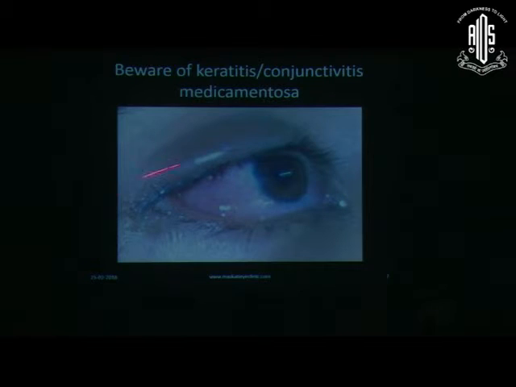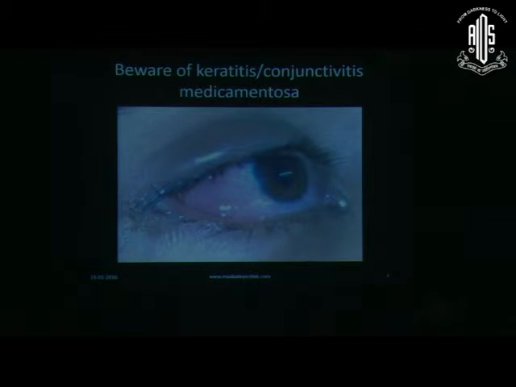Always beware of keratitis or conjunctivitis medicamentosa. This is again a confounder. That was an allergic patient who had a dry eye component, not so difficult. Now a patient comes to you with a picture like this. It's just a general redness of the eye. He's got no previous history of allergy. This is an adult patient, it's not a child. He comes to you with a generalized mild chemosis that you can see over here, a little bit of lid edema that you can see over here, and you don't really know what it is.